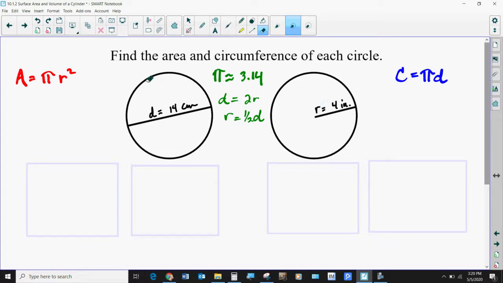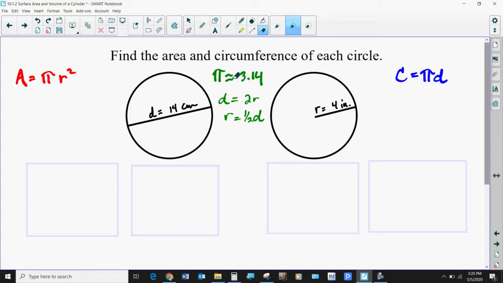And so if you're trying to find the area, you need to convert the diameter to a radius. If you need to find the circumference, you need to change the radius to a diameter by multiplying it times 2.